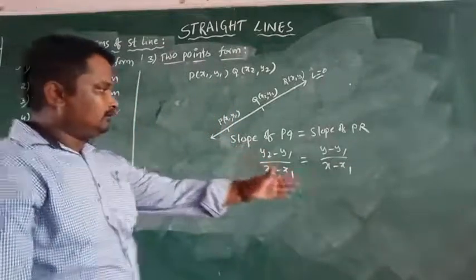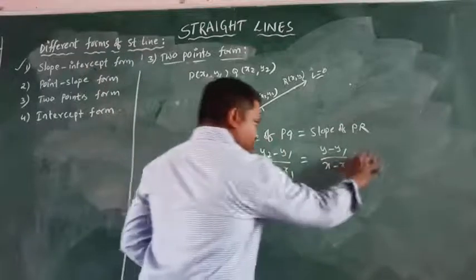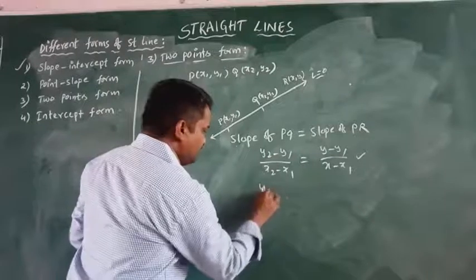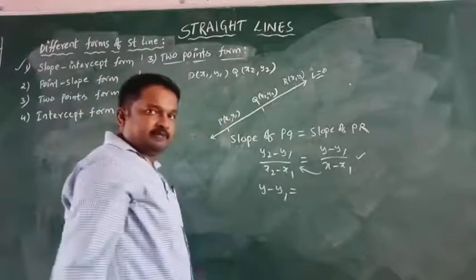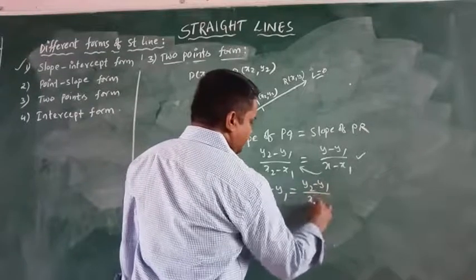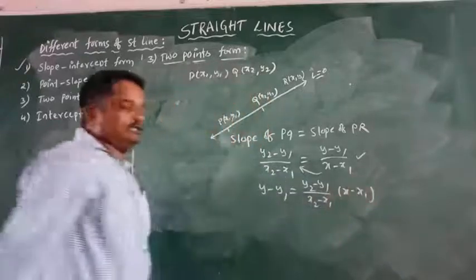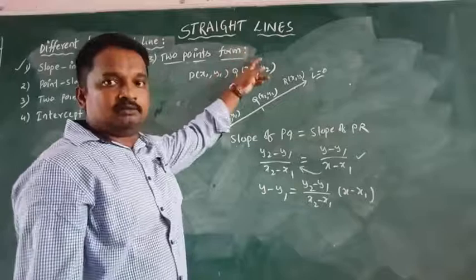So right, we may write this as one formula or one form. We can change somewhere: y minus y1 equals, transferring this side, (y2 minus y1) by (x2 minus x1) times (x minus x1). So this is the two points form.